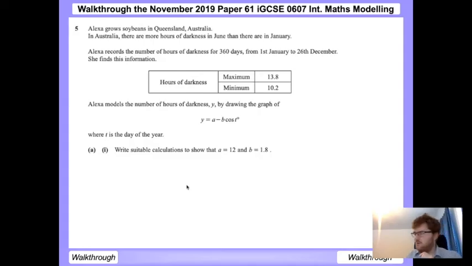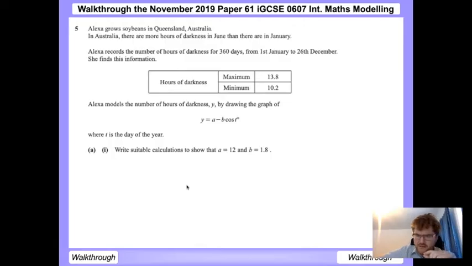Okay, so we go on to question 5. So Alexa, she grows soybeans in Queensland, Australia. In Australia, there are more hours of darkness in June than there are in January because they're in the southern hemisphere, not the northern hemisphere. And Alexa records the number of hours of darkness of 360 days from the 1st of January to the 26th of December, and she finds the following information.